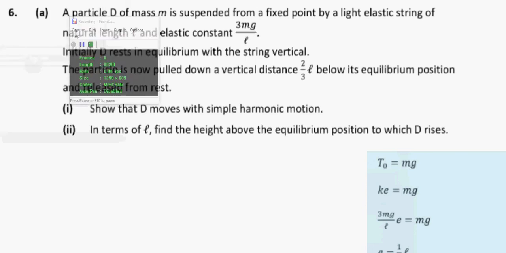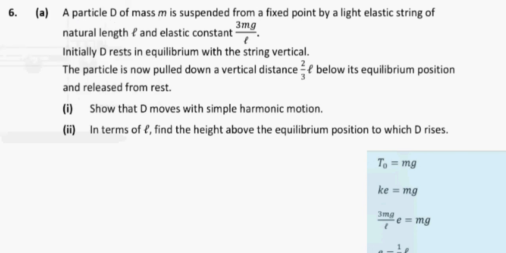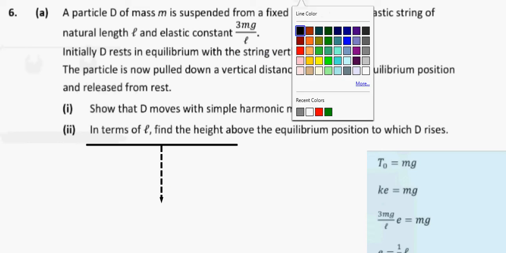Alright, 2021 Applied Math 6A. A particle of mass m suspended from a fixed point by a large elastic string of natural length L and an elastic constant 3mg over L. So the first thing I'm going to write down is its natural length in black, and then there's going to be a stretch section which will be denoted in red.